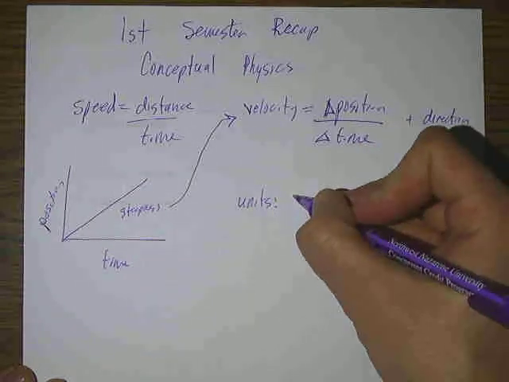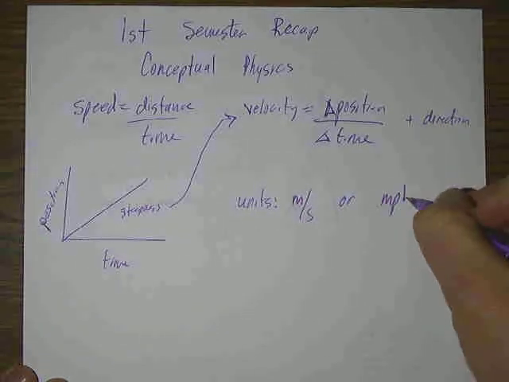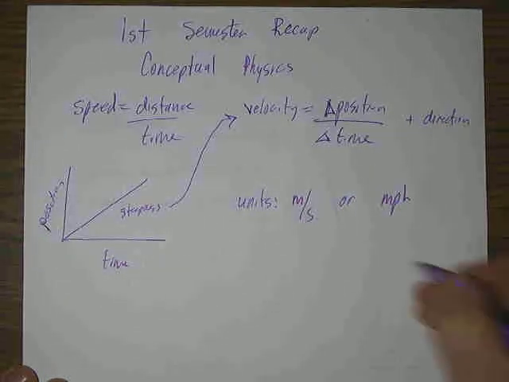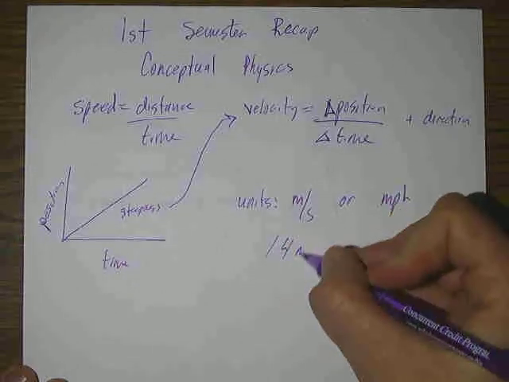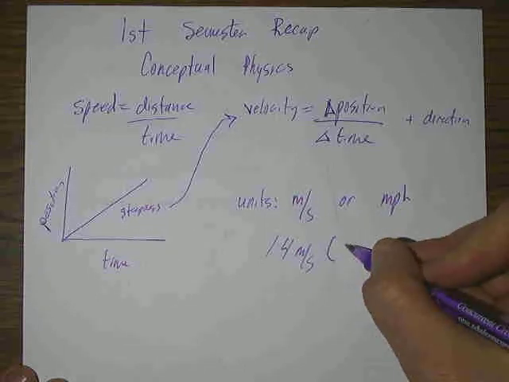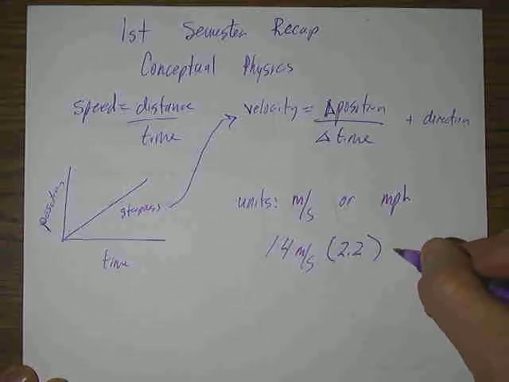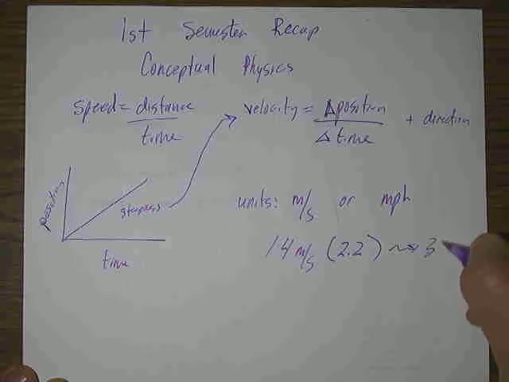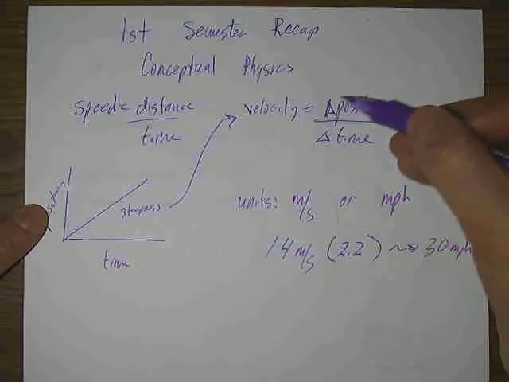Units for velocity. We said the units were in meters per second, or what you're more used to, miles per hour. There was a conversion between the two. So if you came up with something that was, say, 14 meters per second, then the key was to times it by 2 and add a little extra. Or if you wanted to be exact, you could times it by 2.2. And so this comes out to be somewhere around 30 miles per hour, probably a little bit more. But it was just a rule of thumb to help you convert units.